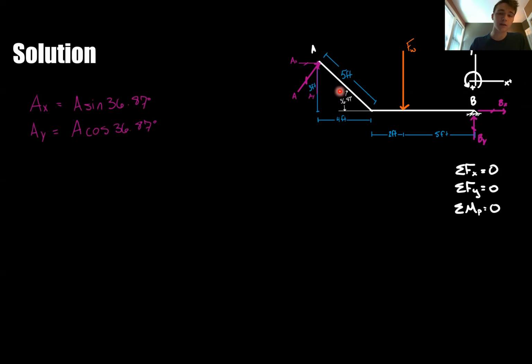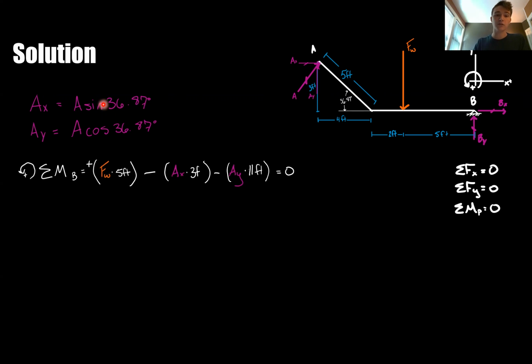So just what I said, we have AX and AY, and both can be represented as A using some trigonometry. So the sum of the moments about B, we have FW acting 5 feet away from B, causing a counterclockwise motion, which is positive. We have AX 3 feet above B, causing a clockwise motion, so it's negative. We have AY acting 11 feet away from B, also causing a clockwise motion.